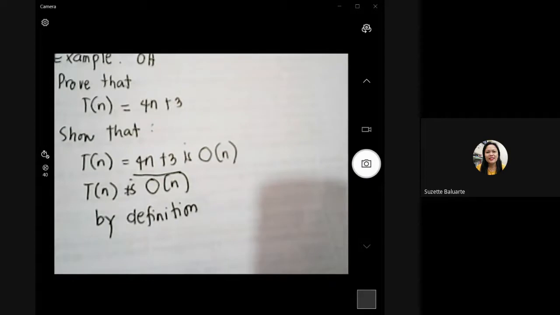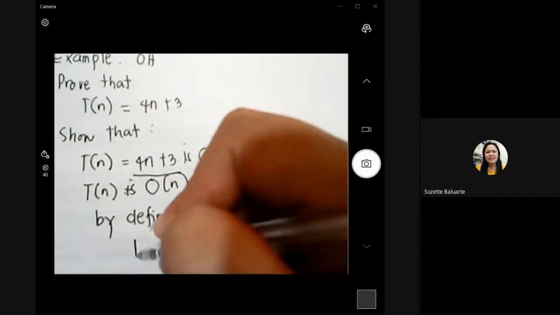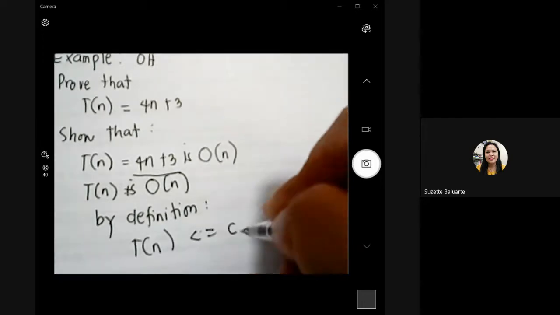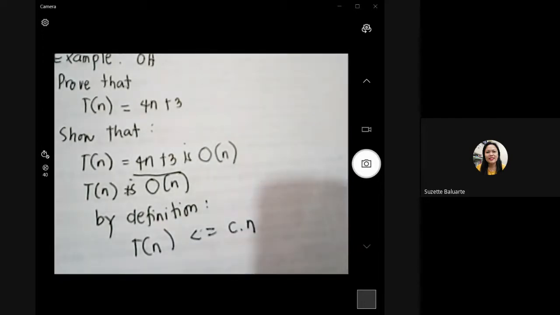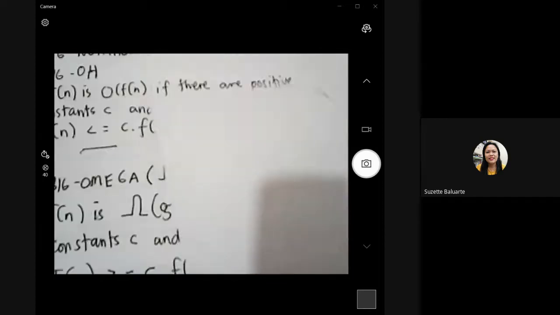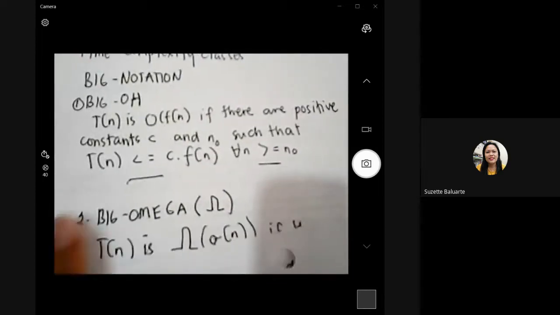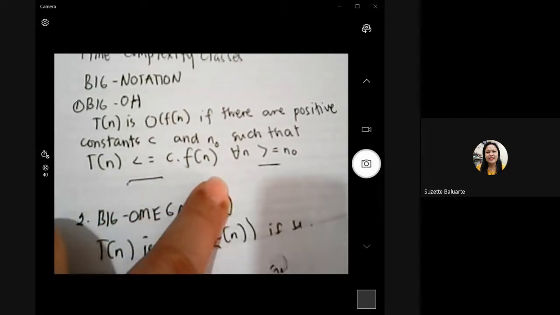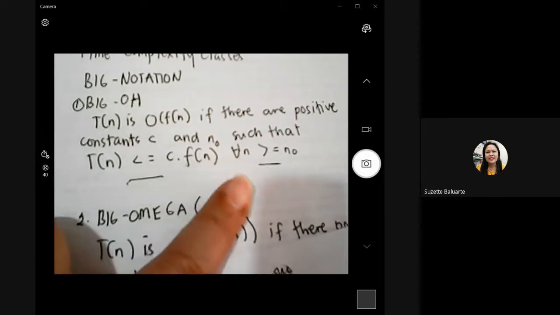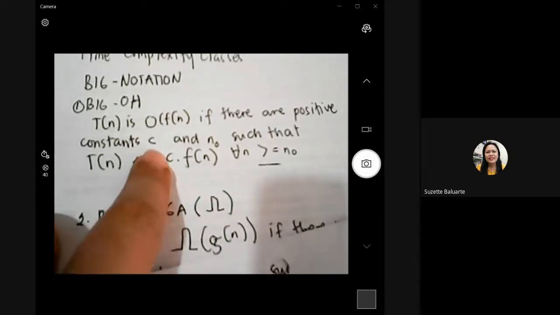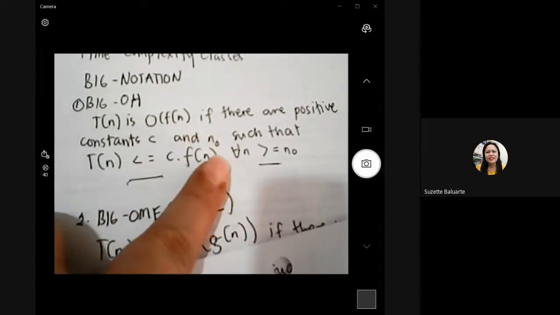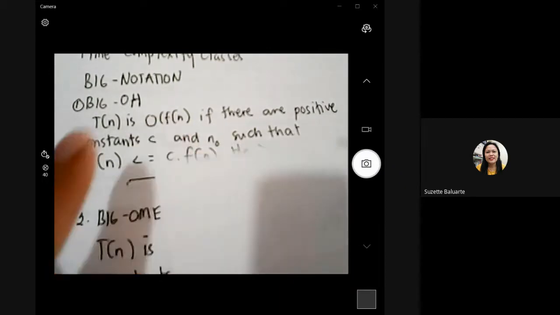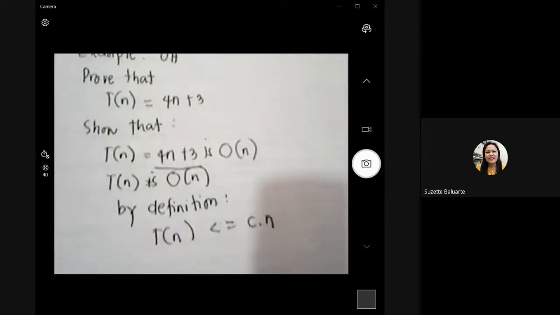So, by definition, your T of n is less than or equal to c of n. I think you remember that from the definition of big O. So, T of n is less than or equal to c times f of n. Then we will try to look for a constant value c when your n sub 0 is any value, or we may start with 1. So, let's continue.